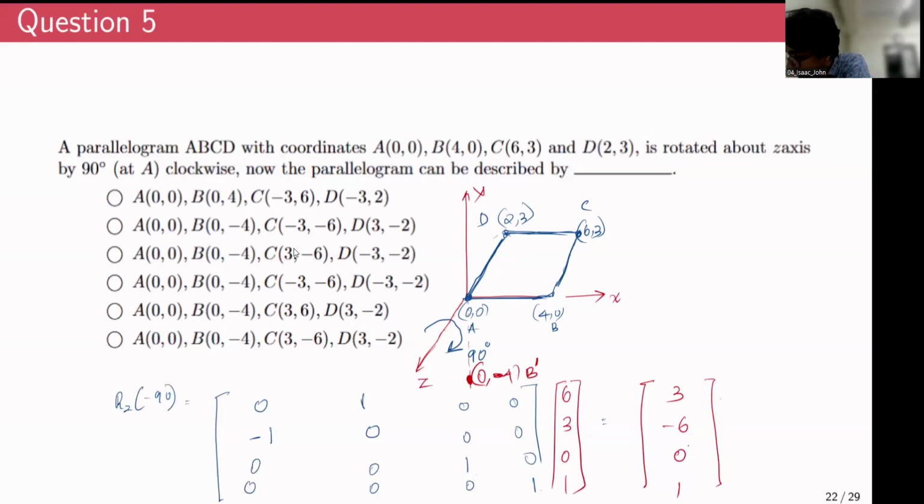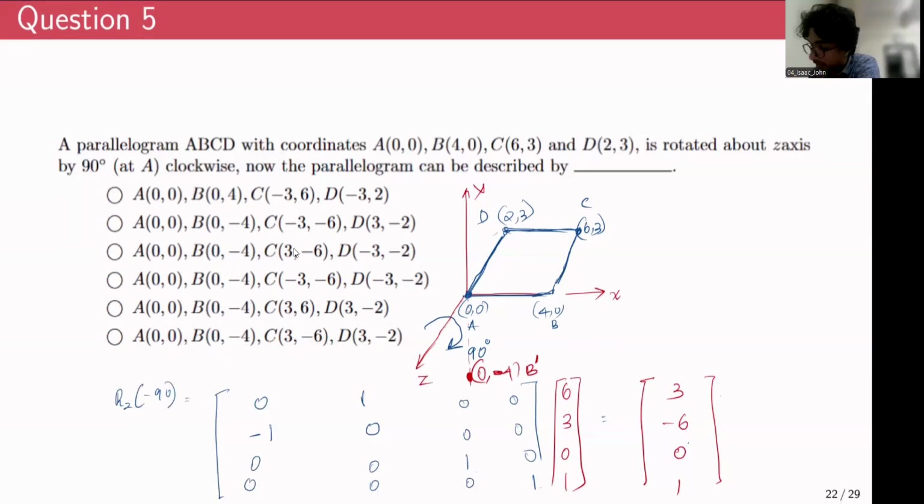Is it correct? Last option, 3, minus 6, 0, minus 4. Okay, let us check it one by one. So the coordinate C would look something like this. The x coordinate is 3, and the y coordinate would be minus 6. So the other point would be 3 and minus 6. This would be C dash.